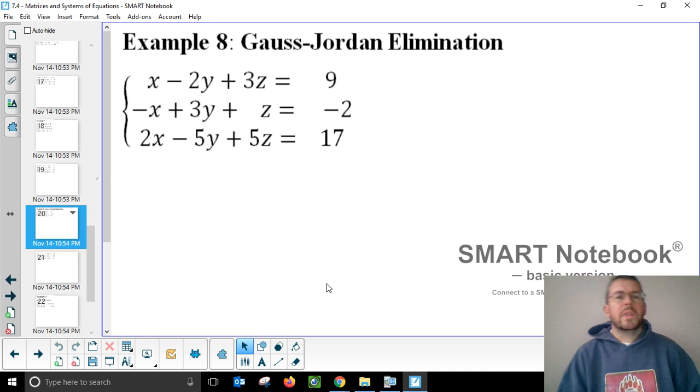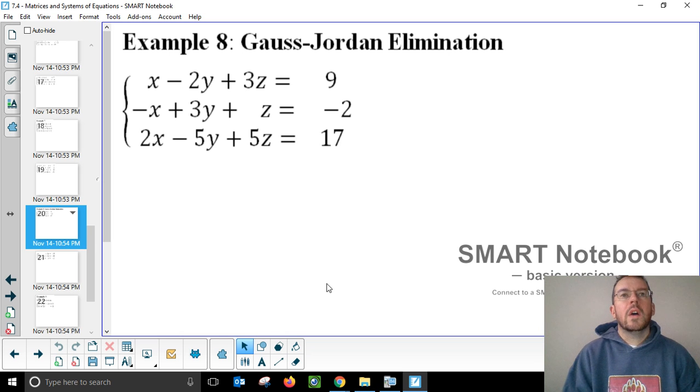Hi guys, so yesterday we just continued on with our solving systems of equations. We were still using Gaussian elimination, which is essentially getting our matrix into row echelon form. We also talked about the formal definitions of row echelon form and reduced row echelon form.